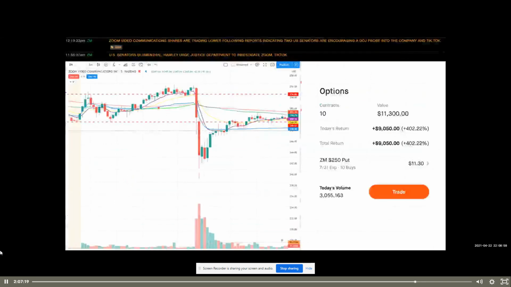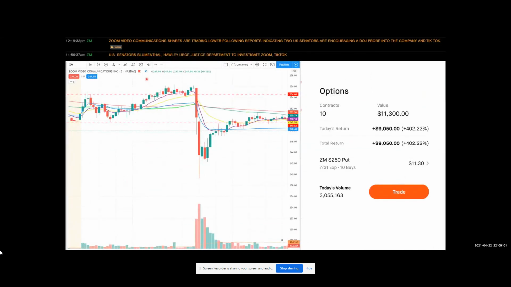Okay. So the next trade is Zoom. All right. So this is an example I want to show you guys, because this is an example of how news can move a stock. So on this day, right, there was news saying that the FTC is going to investigate Zoom because of their security flaws, right?